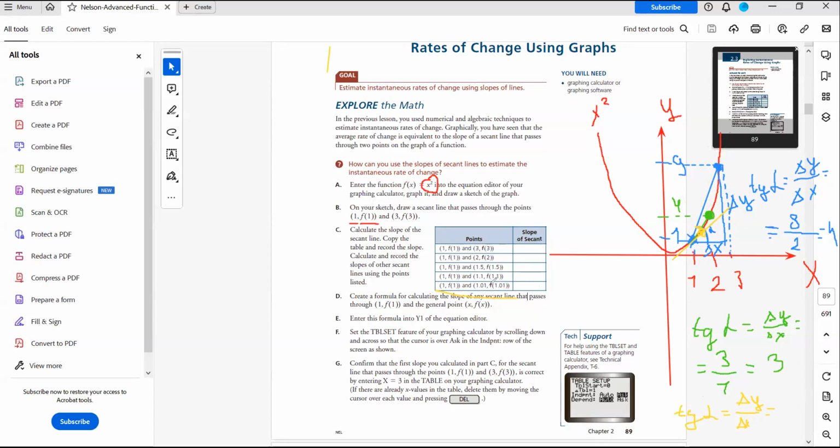Let's look into it. Delta y, for when x equals 1, it's 1, and when x equals 1.01, let's use our calculators: 1.01 times itself, because the function is x squared. We're going to get 1.01 squared, and we're going to get 1.0201.